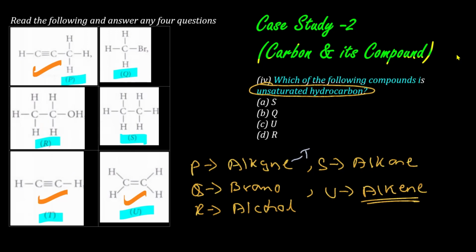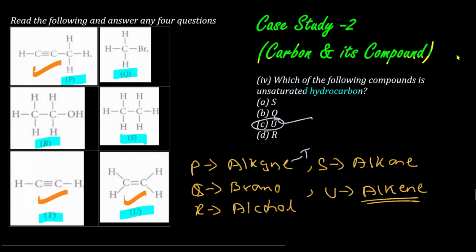So which ones are they? P, T, and U. But when you check the options given here, P is not an option, T is not an option, and U is there, right? So we'll stick to this one. So we have done 4 parts.